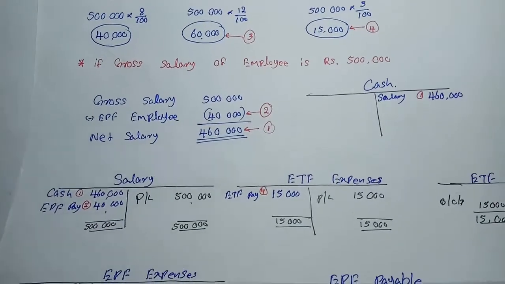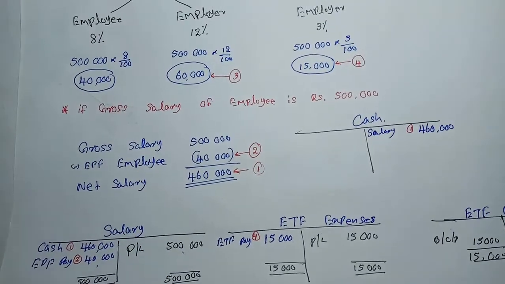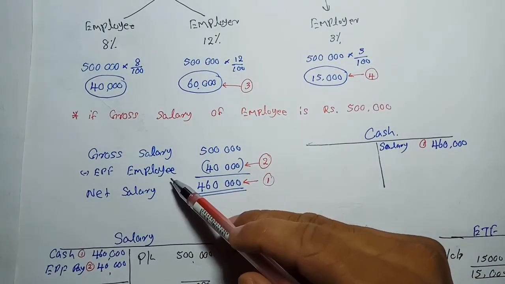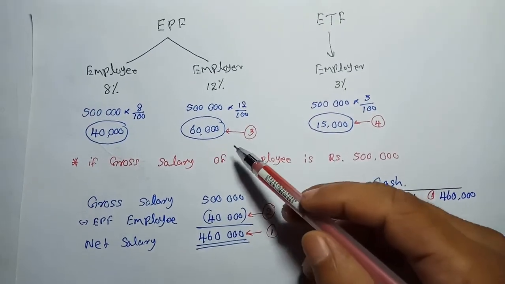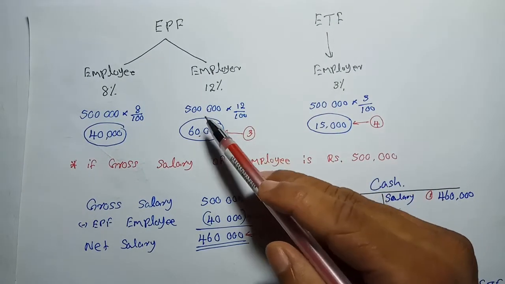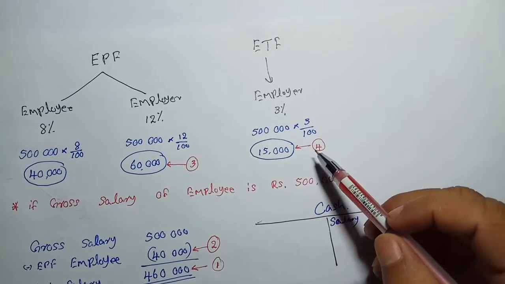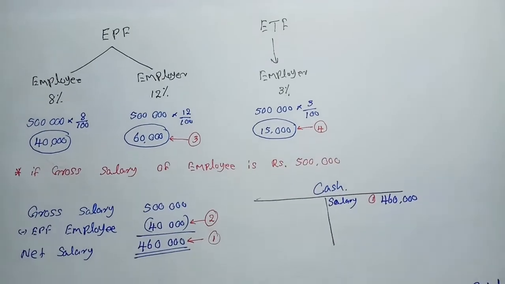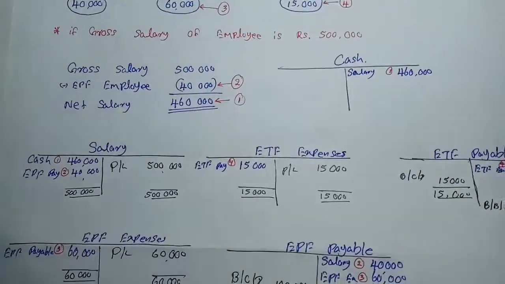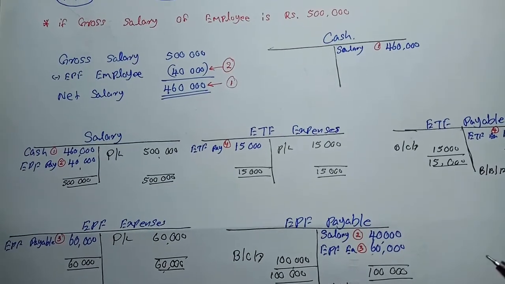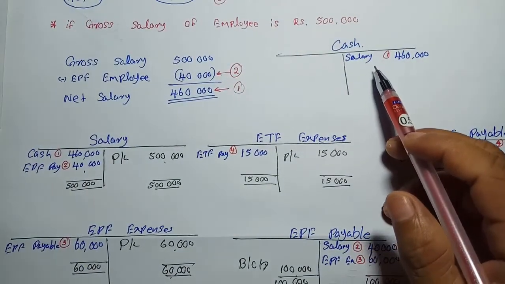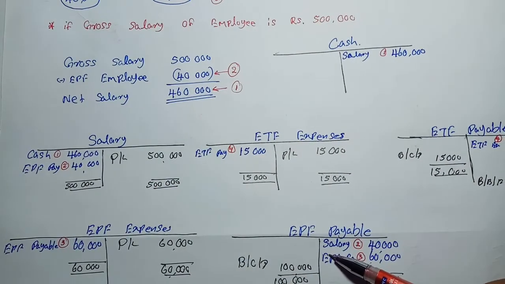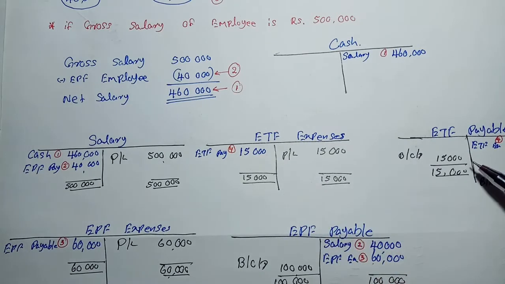When we are going to record in the ledger accounts, there are 4 steps that should be applied. First one, net salary should be recorded. Second one, contribution of employee for EPF should be recorded. Third one, contribution of employer for EPF should be recorded. Fourth one, ETF contribution of employer should be recorded. There are 6 ledger accounts that should be prepared. First one, net salary should be paid in cash. Therefore, cash account and salary account. After that, EPF expense account and EPF payable account. ETF expense account, ETF payable account.